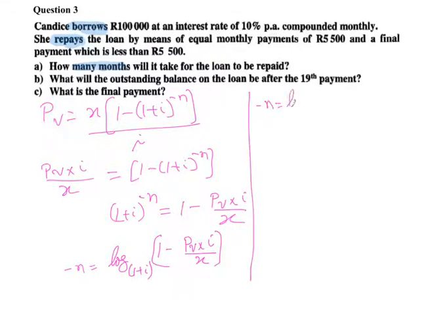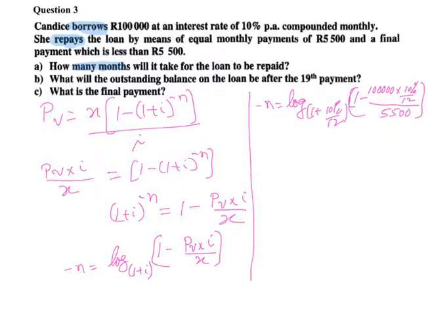So I can here substitute 10% by 12, and 1 minus, what is my PV? My PV is 100,000 times 10% by 12, divided by x, 5,500.